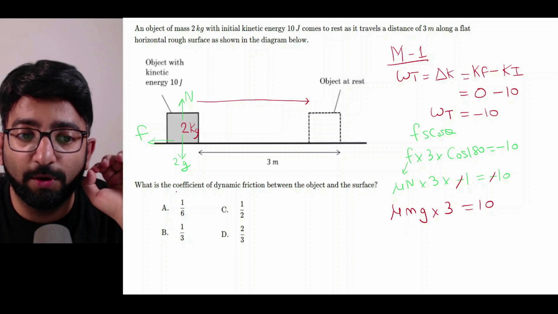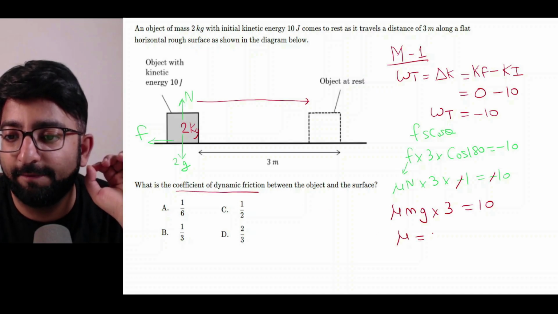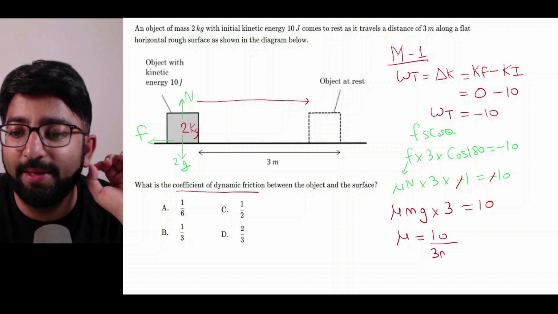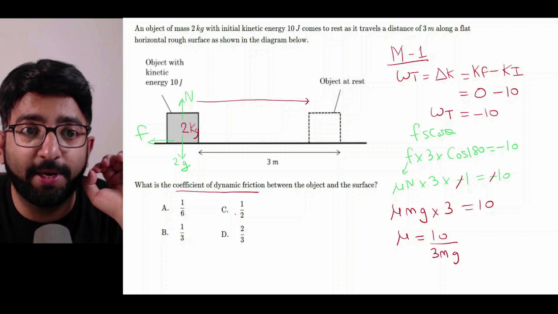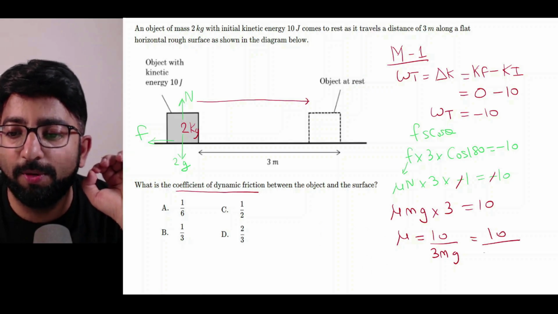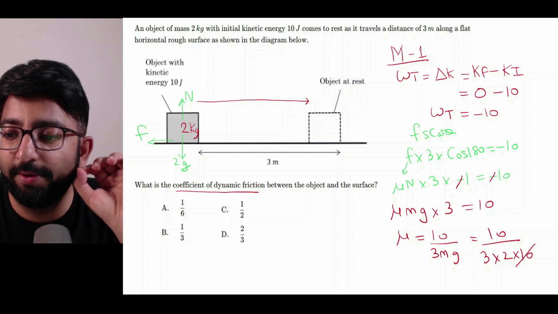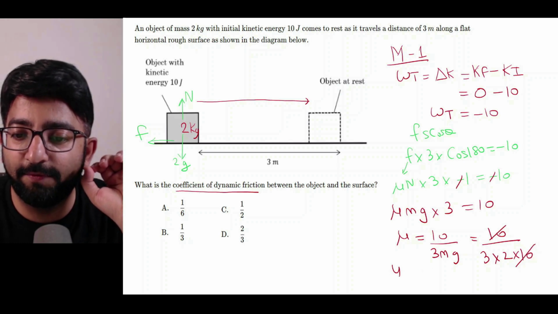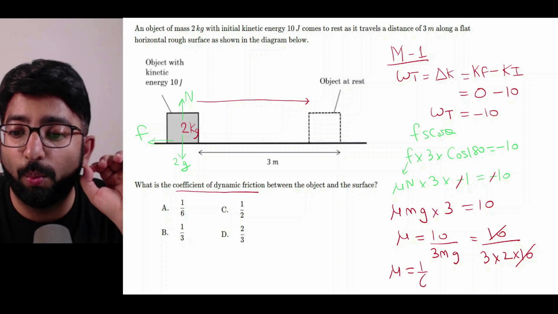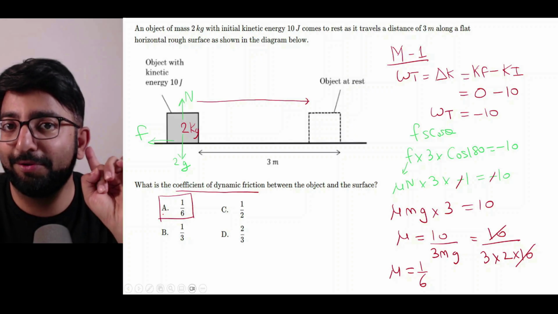Now, since we have to find the coefficient of dynamic friction, let us make mu the subject. We will get 10 upon 3 mg, and mass of the object is given as 2 kilograms. So let's write down 10 upon 3 into 2, and the value of g we can take as 10. So 10 and 10 get cancelled out. Hence, we get the value of mu as 1 upon 6. Hence, option A is the right answer for this question.